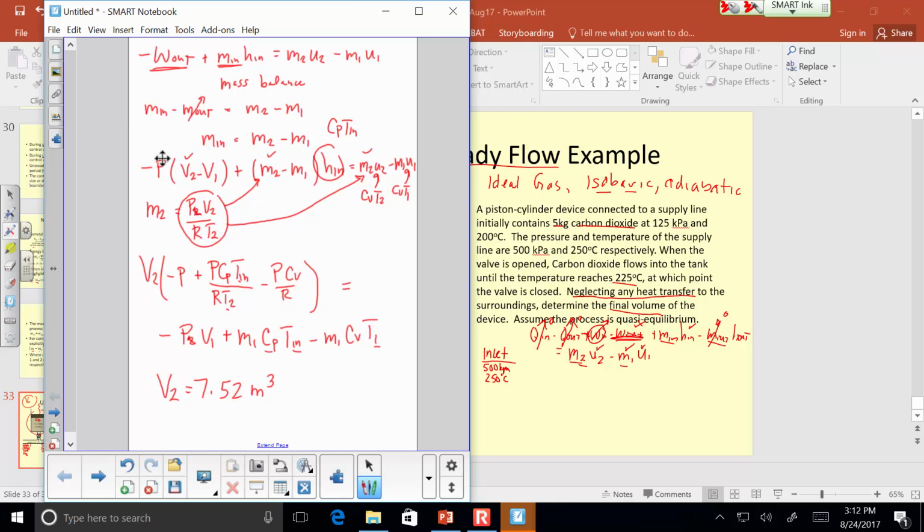Okay, so for values for C sub P and C sub V for carbon dioxide, if you look that up in table A3, then you find C sub P is equal to 1.014 kilojoules per kilogram Kelvin, and C sub V is equal to 0.825 kilojoules per kilogram Kelvin, and our R value is 0.1889 kilojoules per kilogram Kelvin.